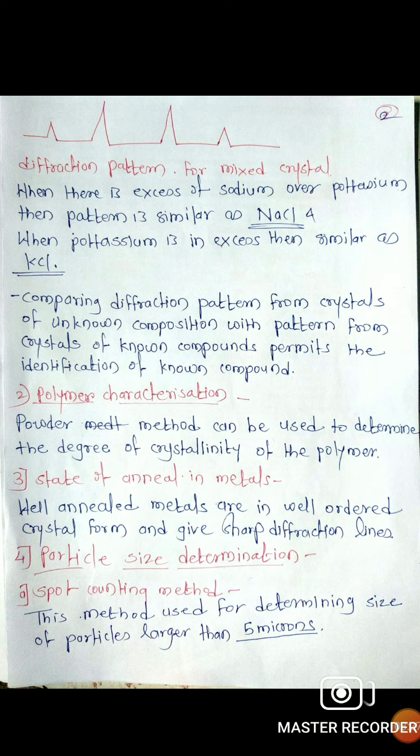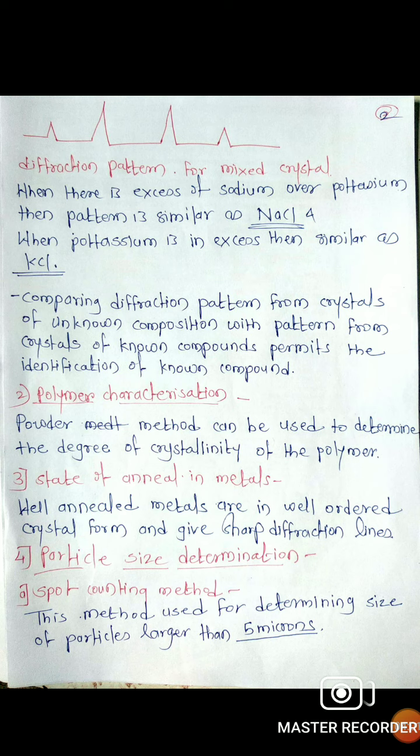Comparing the diffraction pattern from crystals of unknown composition with the pattern from crystals of known compounds permits the identification of the unknown crystalline compound. We get an idea about the composition of the unknown crystalline compound by using this XRD method. It is also possible to identify a substance as being a single compound that would give a superimposed pattern for each type of crystal present. Whichever type of crystal is present, we find out the XRD pattern of that compound, and we get the information about that compound.